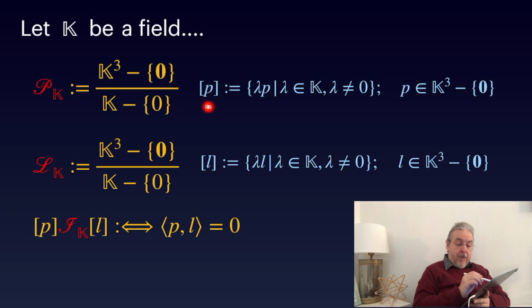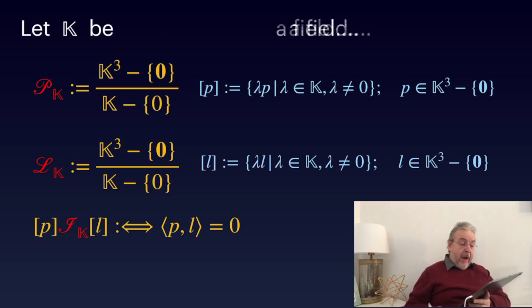So a point really is an equivalence class of vectors that point into the same direction. Similarly, we defined lines, so also they were an equivalence class of vectors pointing into the same direction. Each single line was one such equivalence class, and we defined incidence by the standard scalar product vanishing. We did that over arbitrary fields, and now we say, well, let K be R.